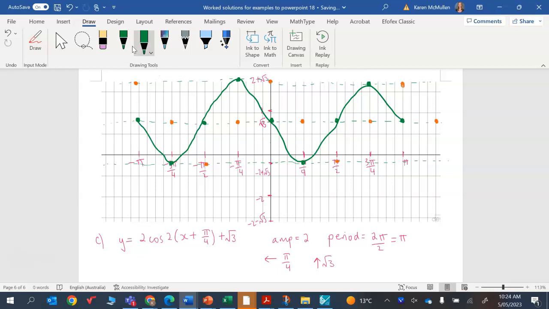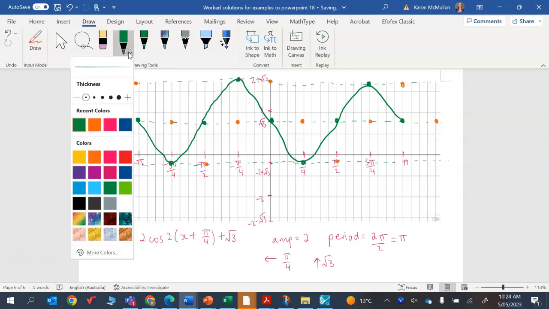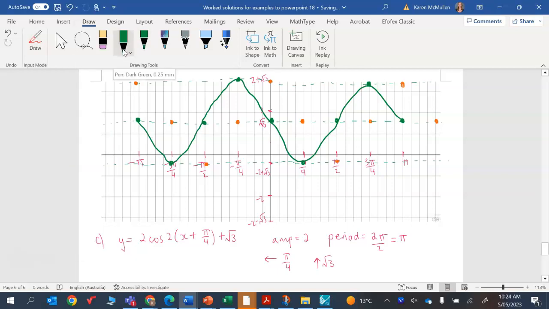Alright, so it's easy to see your endpoints here because you've shifted across by pi on 4, and pi on 4 because you split pi into 4. That's why it's this endpoint here. So you can write that endpoint if you like, which is negative pi root 3. And this one here is pi root 3. As for the x-intercepts, we'll do them another time.